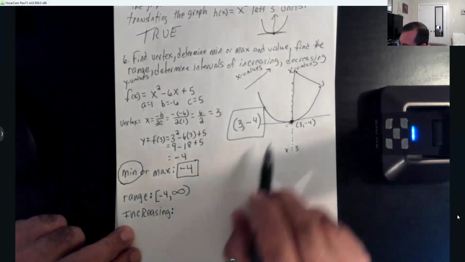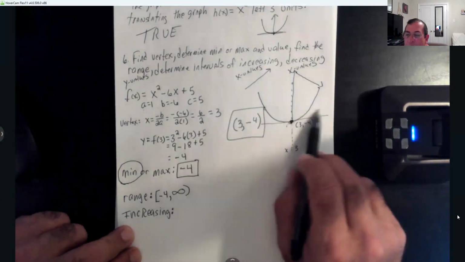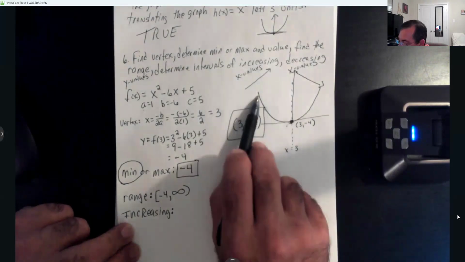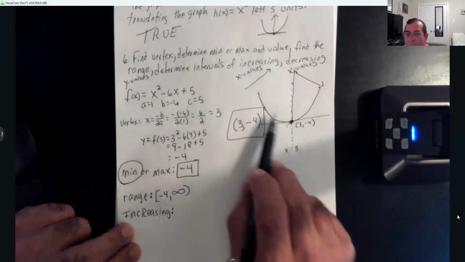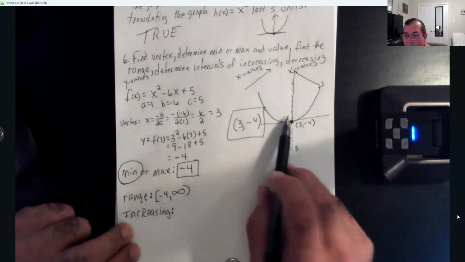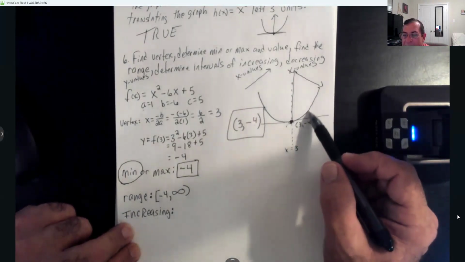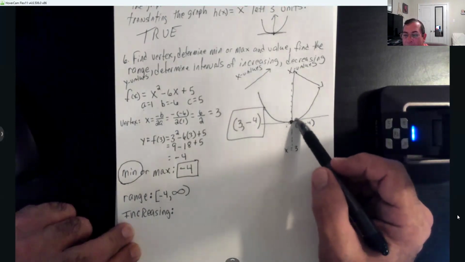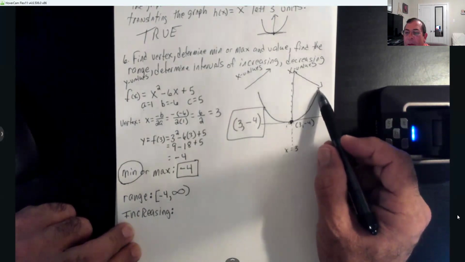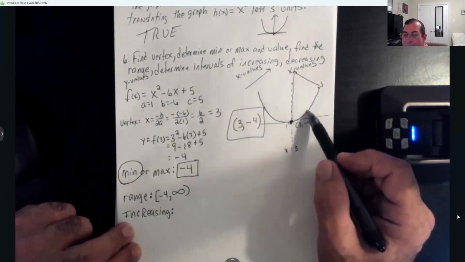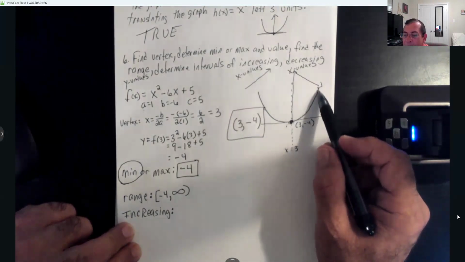So increasing is the part of my graph going uphill. Well, y'all look at this. This left side is going downhill. This side is going downhill. The right side is going uphill. So since this side of the graph is going uphill, this side of the graph is increasing.